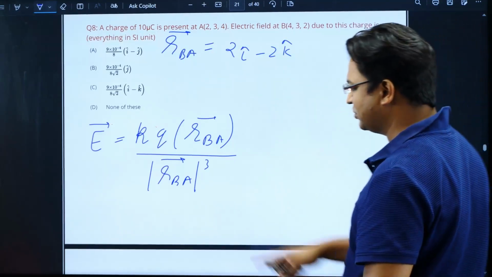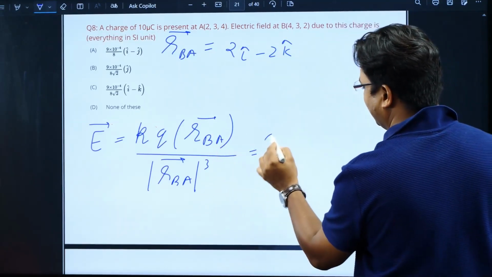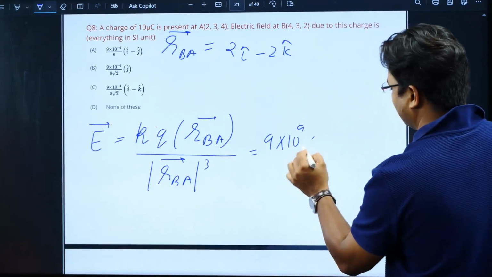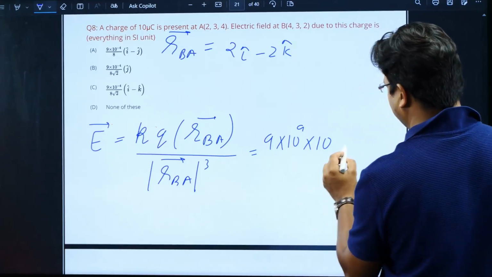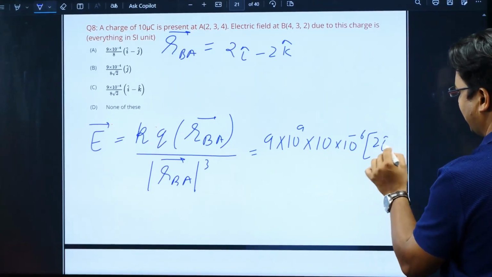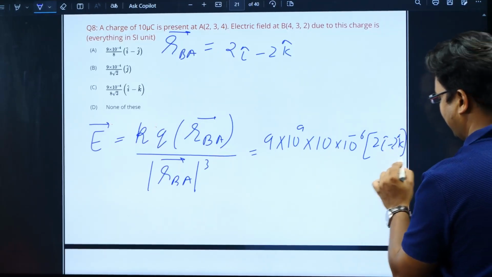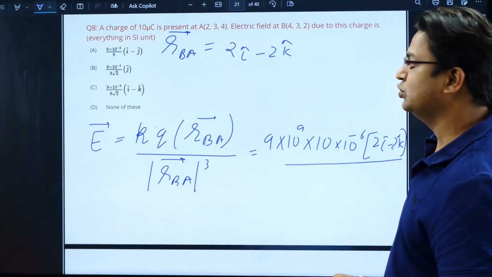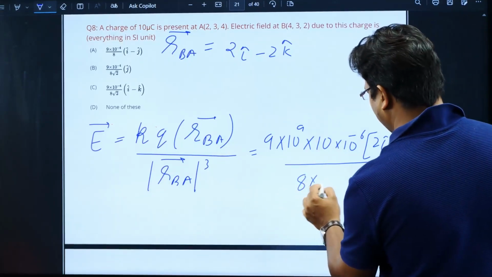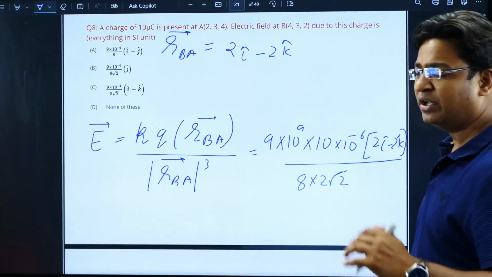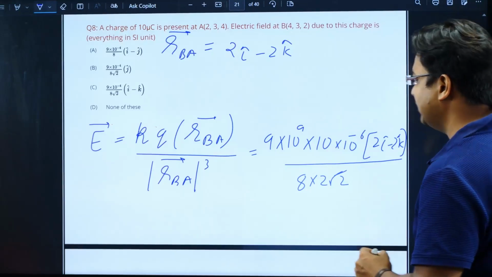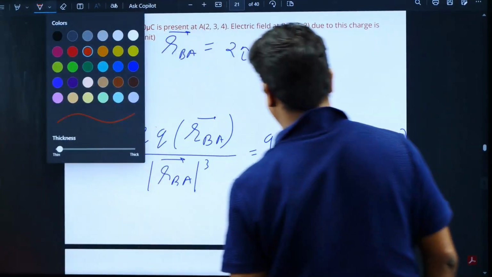We know the magnitude of R_BA also, so let me substitute the values here. K is 9 into 10 raised to power 9, Q is 10 micro, and it's positive, since a negative charge is not given. Then the R_BA vector is 2 i cap minus 2 k cap, divided by the magnitude of R_BA, that is 2 root 2, cubed. So 2 cube will become 8, and root 2 cube will become 2 root 2. So this is what we are getting, and let's see what it becomes.